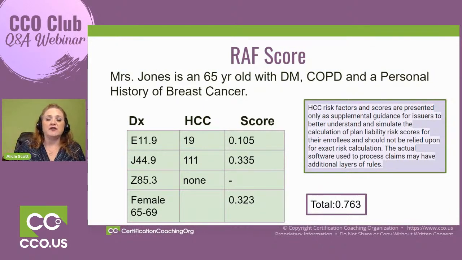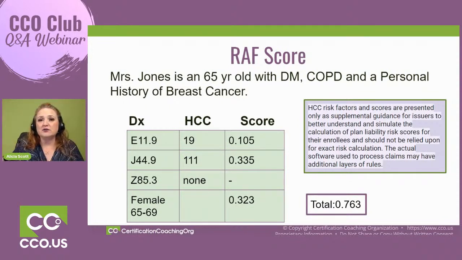And I'll show you how to get all of that. And the E11.9 in the HCC of 19 carries a score of 0.105. Now we have COPD, so that would be a J44.9. That HCC category is a 111, and the score is 0.335. Now we'll talk about the HCCs in a moment. That's all assigned. It's almost like a secondary code set.